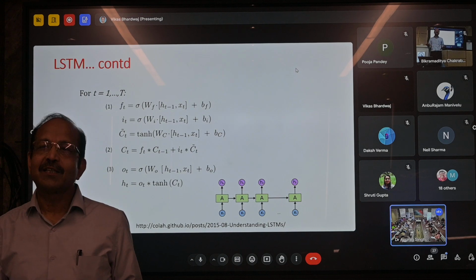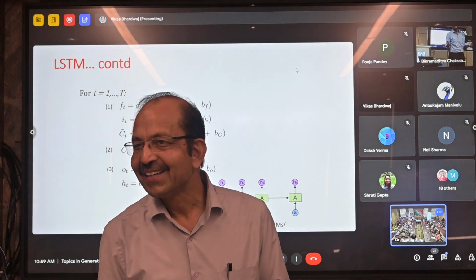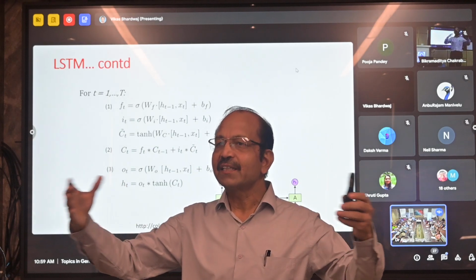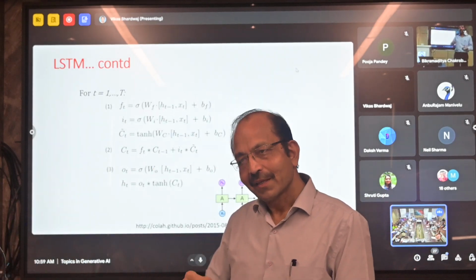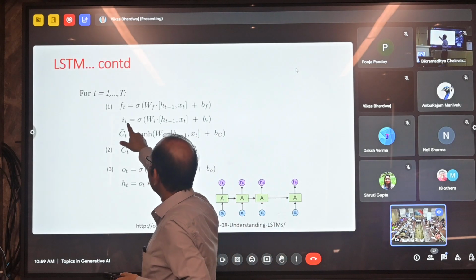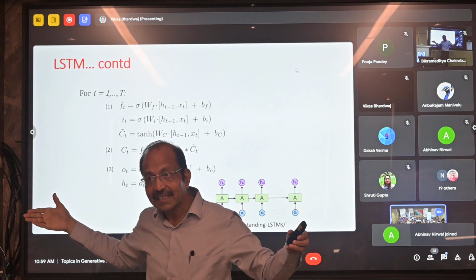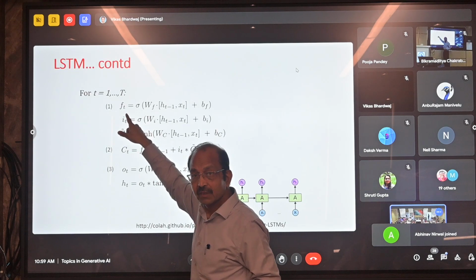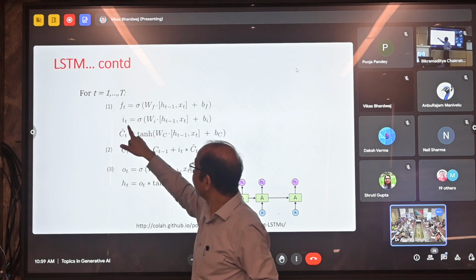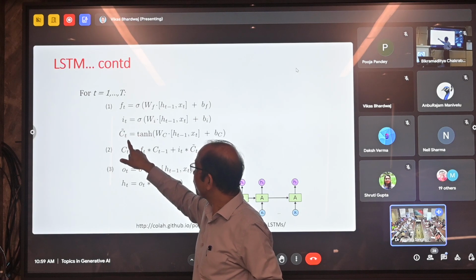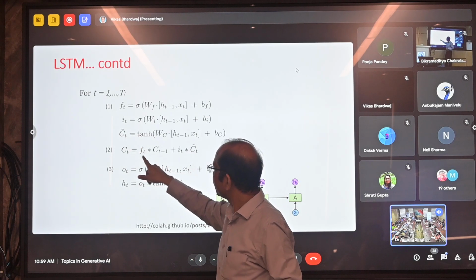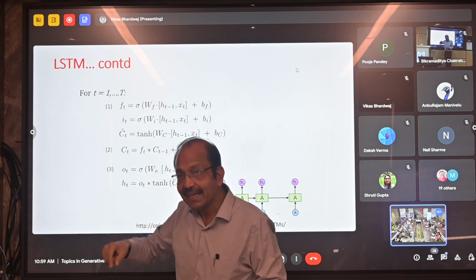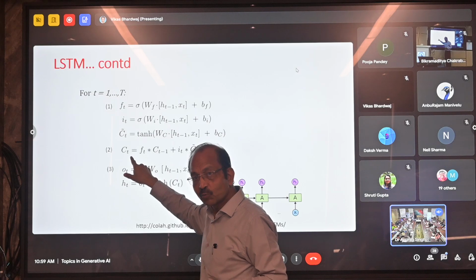So this can be written in terms of an algorithm. Once you know what you are doing, you are given a set of samples, and let's say you are going to compute for time capital T. At t equal to 1, you are going to compute the forgetting component F1, then I1, then C1, and then C1 tilde. This is the content at time t equal to 1.